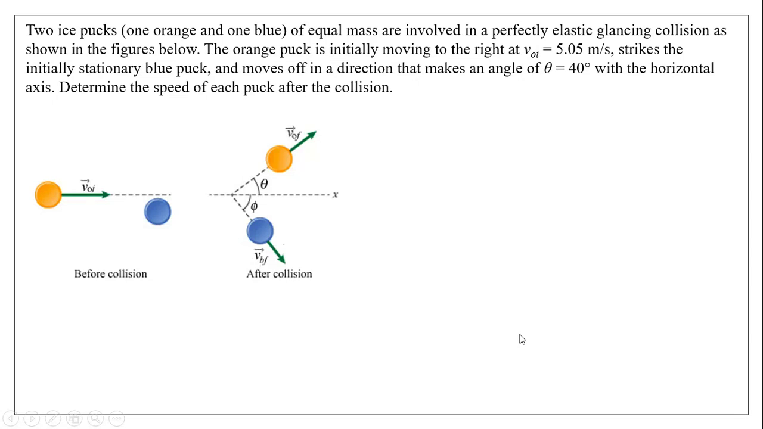All right, so here we have two ice pucks, one orange, one blue. They have equal masses, and it involves a perfectly elastic glancing collision. A glancing collision essentially just says one ricochets off in an opposite direction from the other one.